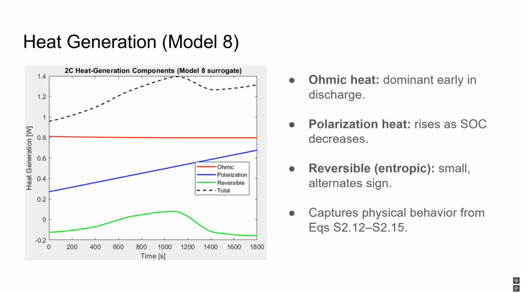And then the main result that I worked on for this week was the heat generation for Model 8. I prepared the ohmic, polarization, and reversible terms, and then a total term for all of them. And we see that the ohmic heat dominates early, polarization increases towards the end, and reversible heat is small but changes sign with entropy.